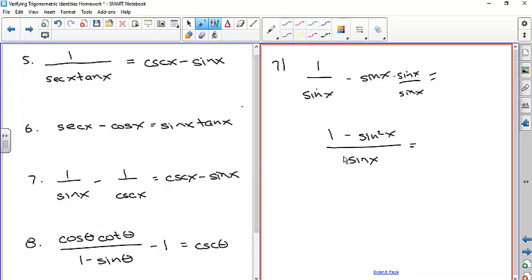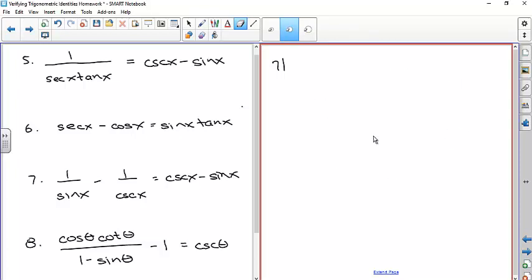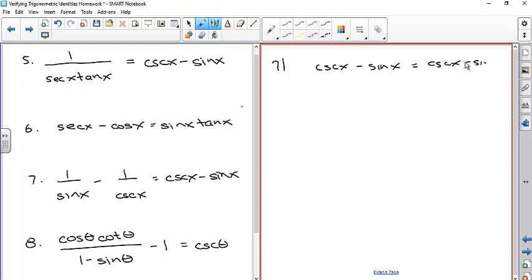What you can see is that, well, that was a lot easier. Actually, I'm making it more complicated than it is. All you have to do is use the reciprocal identities. 1 over the sine is the cosecant, so we replace 1 over sine with the cosecant, and 1 over the cosecant is the sine. So there you go. That's all there is. That's a lot easier than I thought. Okay.